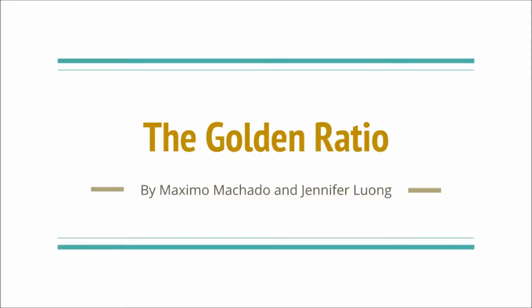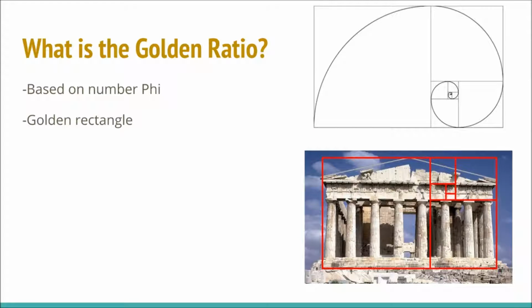This presentation will be about the golden ratio and its usage in music. The golden ratio is based upon the number phi, which is approximately 1.618. The ratio itself is 1 over phi. The golden ratio is seen in many subjects such as architecture, photography, art, and music.